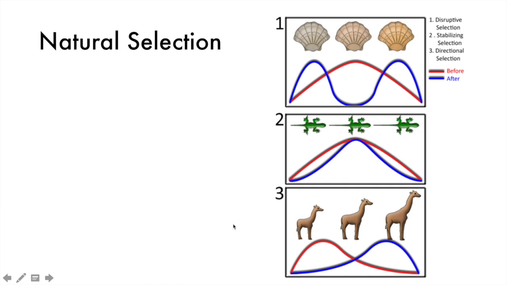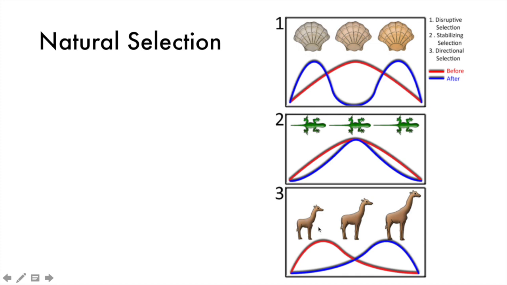Directional selection is a third mode of natural selection. And in directional selection, it says, well, it's not going in both directions like we see in disruptive selection simultaneously. It's not selecting for the middle state. It's kind of pushing everyone in that population towards one direction.